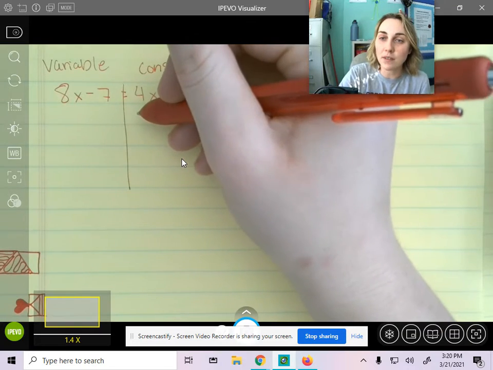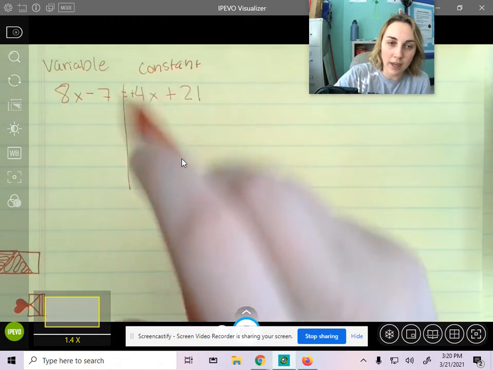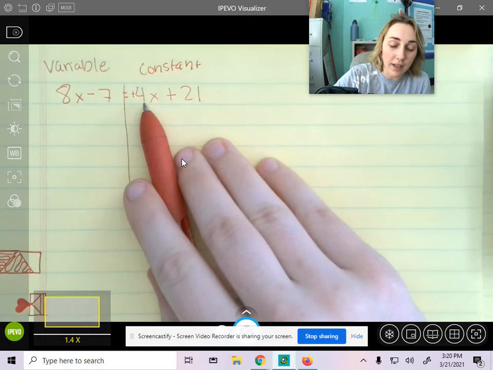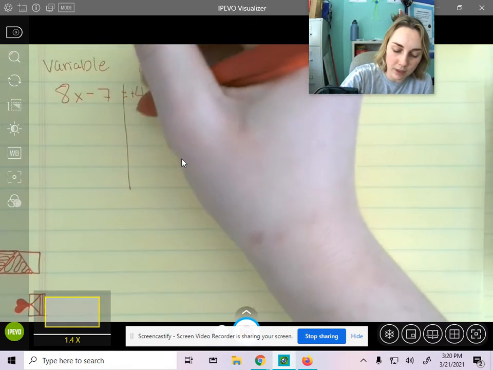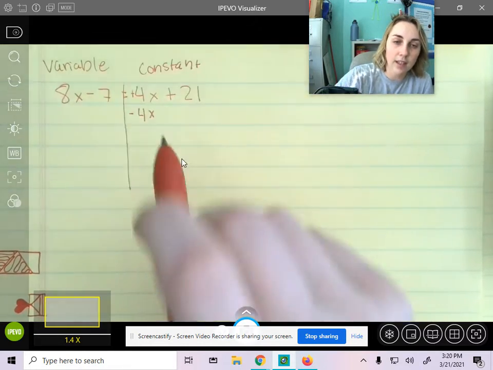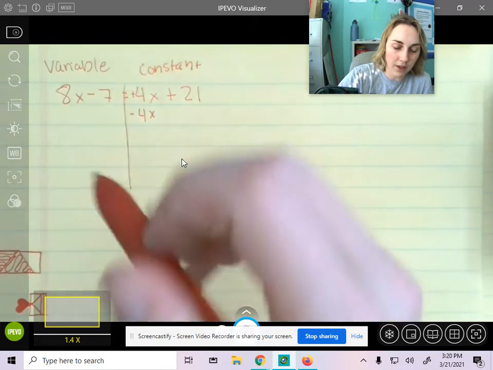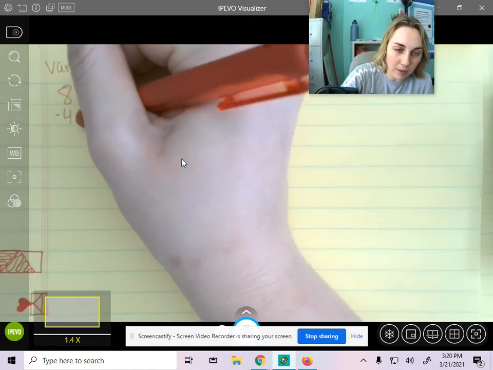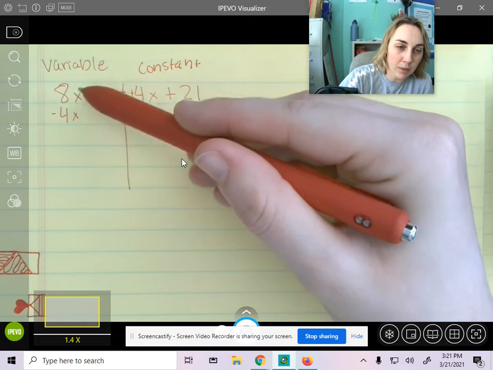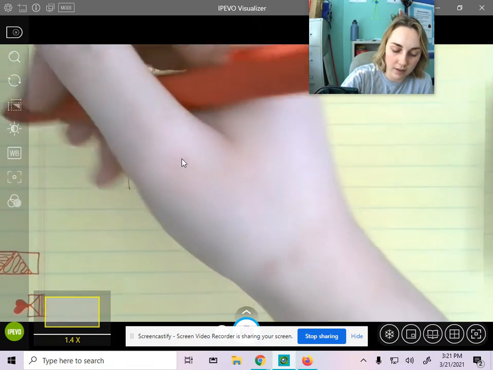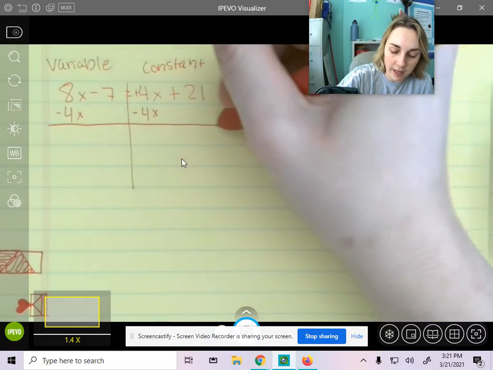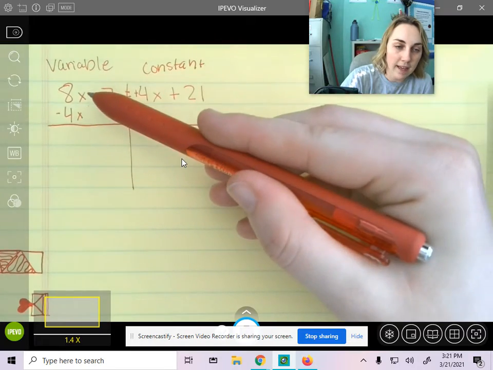So what I have to do is the opposite of a positive 4x, because that's a positive 4x. The opposite of a positive 4x is, of course, a negative 4x. And if you subtract on one side, you have to do it on the other side as well. What I like to do is put it right under the other variable so I can go ahead and solve that. So I'm going to put a line under that, and I'll go ahead and solve this.